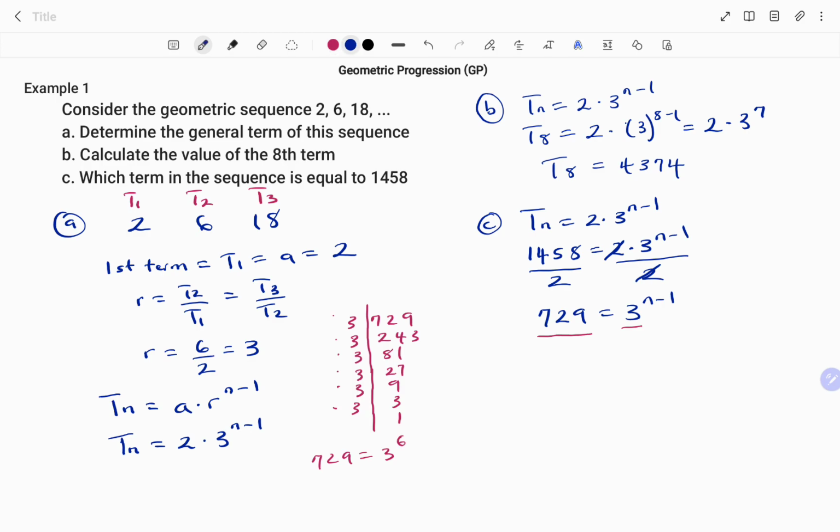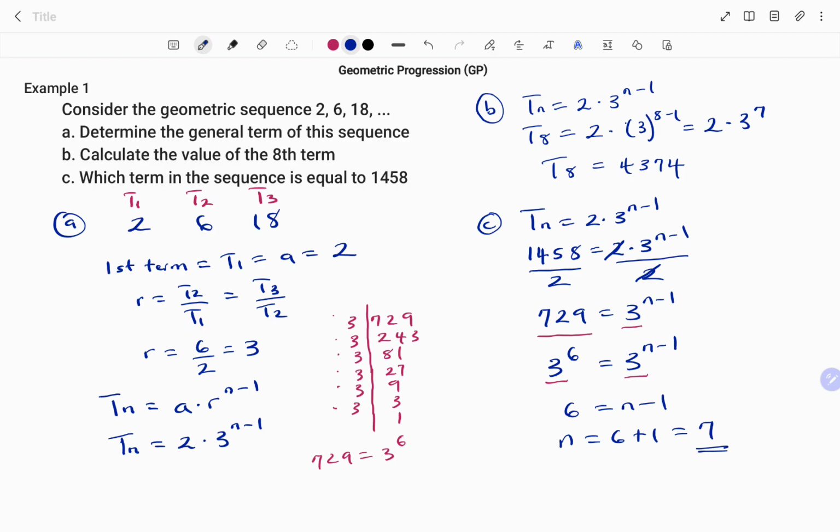I'm putting that back into my question. I have 3 to the power of 6 equals 3 to the power of n minus 1. Because the bases are the same, I'm going to be equating the powers. So I have 6 equals n minus 1. If I move minus 1 to the other side, I'm going to have n equals 6 plus 1, which is 7. So the term that will give me 1458 is my 7th term.